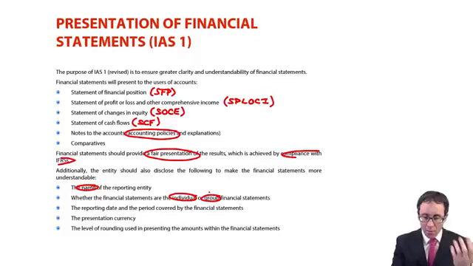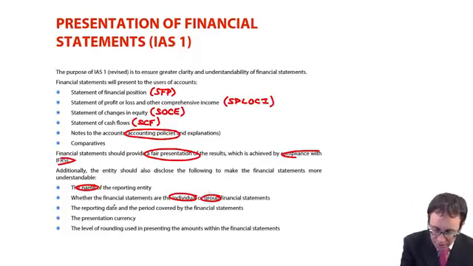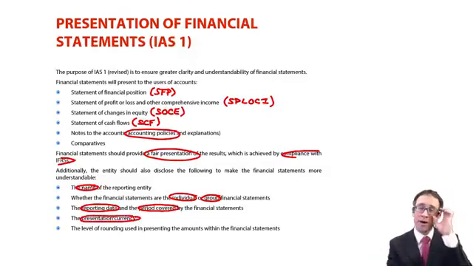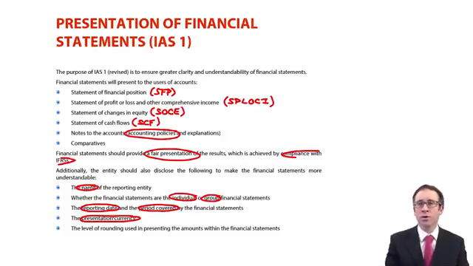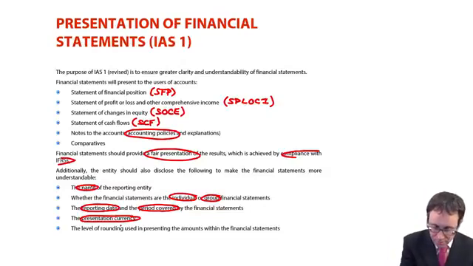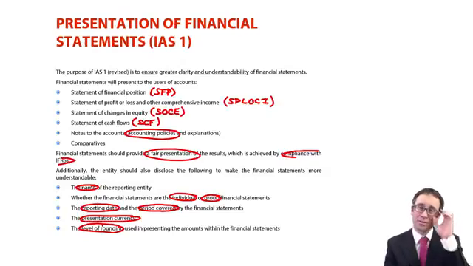Okay. We also need the reporting date. And the period covered. You also need the presentation currency. So we'll see more about that in the foreign currency section of the notes. But what currency are the balances in? You see a lot of numbers. Is it in dollars, pounds, euros? And then also as well, the level of rounding. Is it thousands? Is it millions? Is it billions?